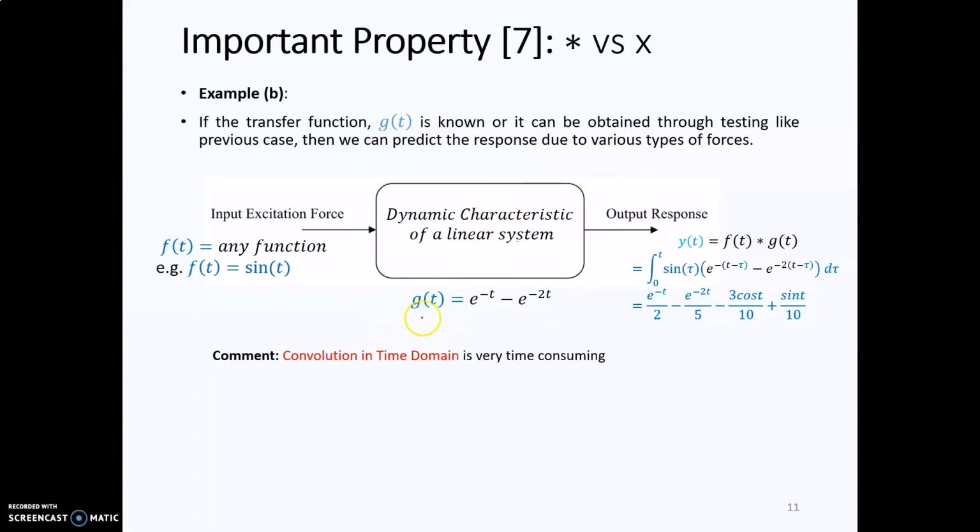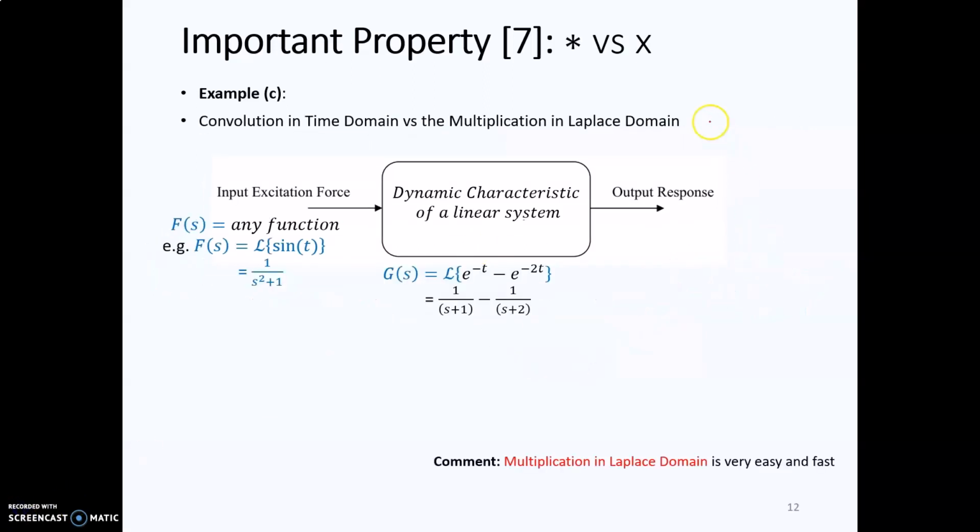In this case, if g(t) is known and given, then based on the f(t) function given, you can convolve it to obtain your response y(t). But this process is very time consuming because we have the integration. So instead of performing the convolution operation, we can perform the Laplace transform on the time domain function and convert it into the Laplace domain function. By doing this, we can change the convolution into multiplication.